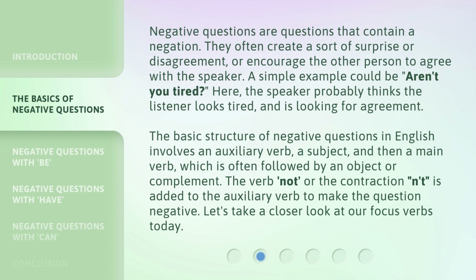The basic structure of negative questions in English involves an auxiliary verb, a subject, and then a main verb, which is often followed by an object or complement. The word "not," or the contraction "n't," is added to the auxiliary verb to make the question negative. Let's take a closer look at our focus verbs today.